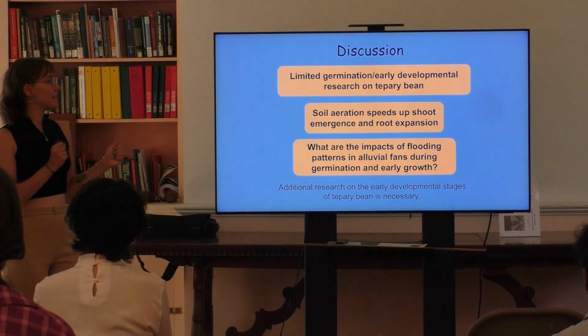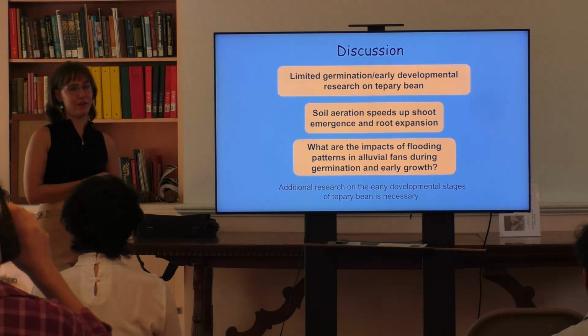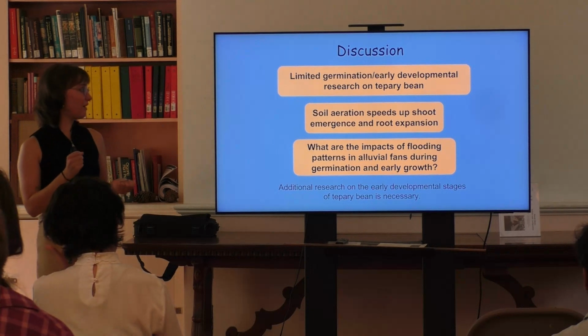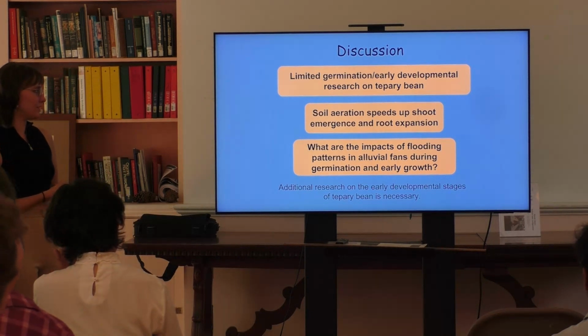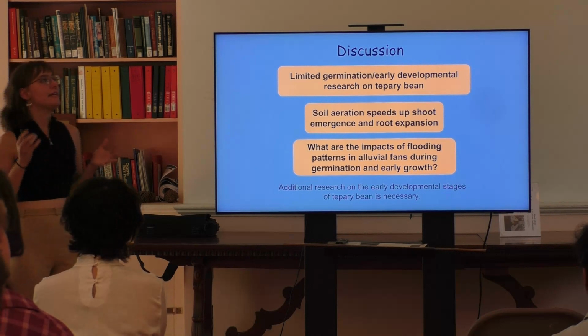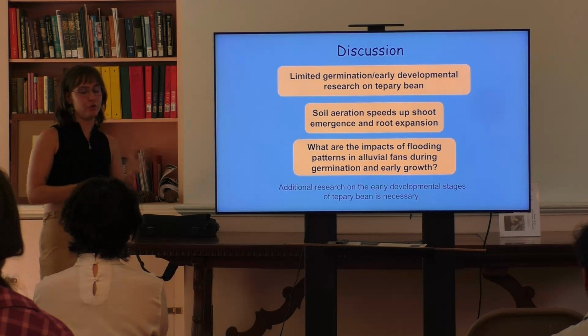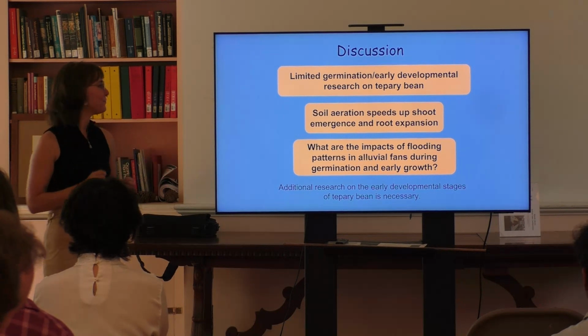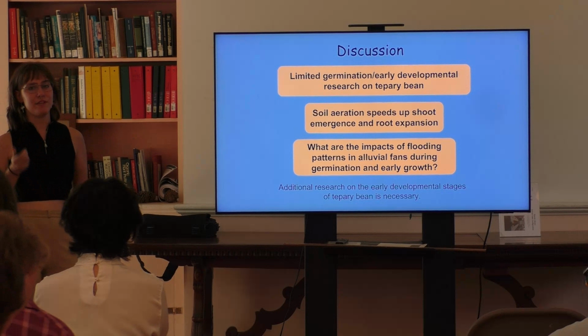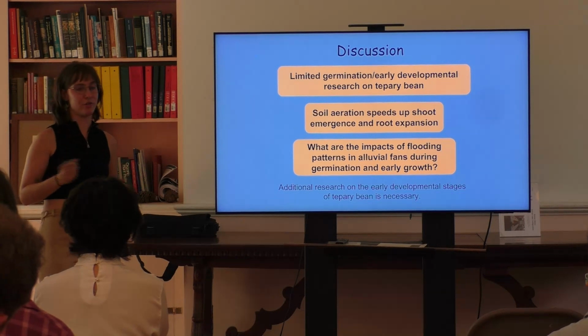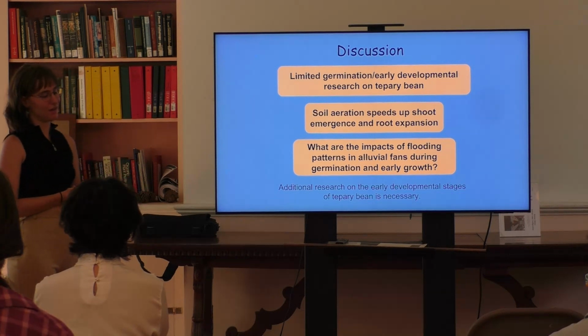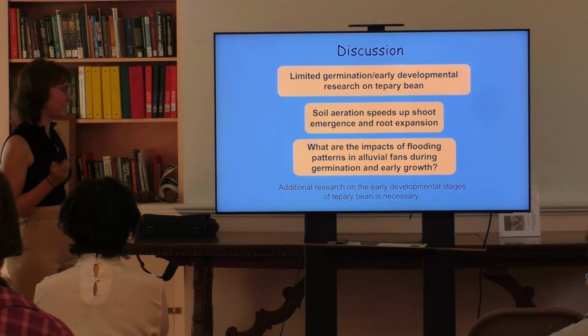Limited studies exist on germination and early development of plant species, and we found that soil aeration speeds up shoot emergence and root expansion. So given that tepary bean likely germinates in the desert wash and alluvial fan area, what are the impacts of the intermittent flooding here on early germination? More data is needed on our species.